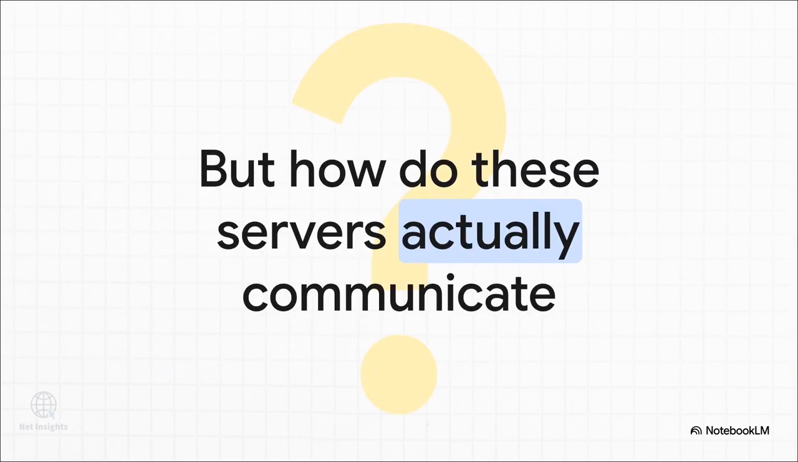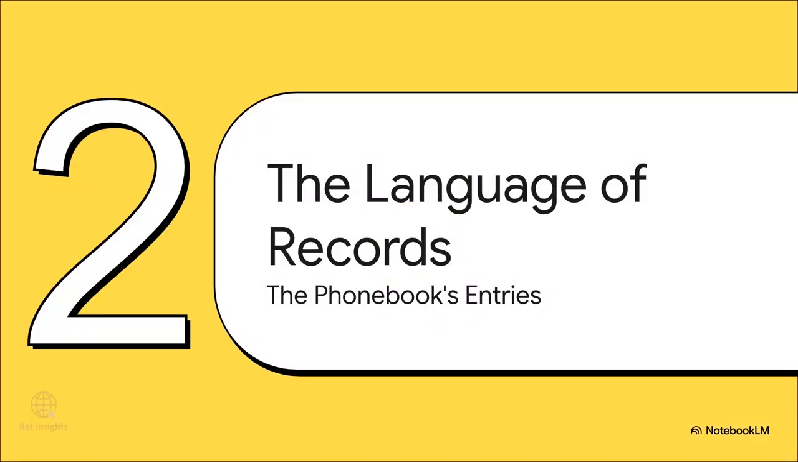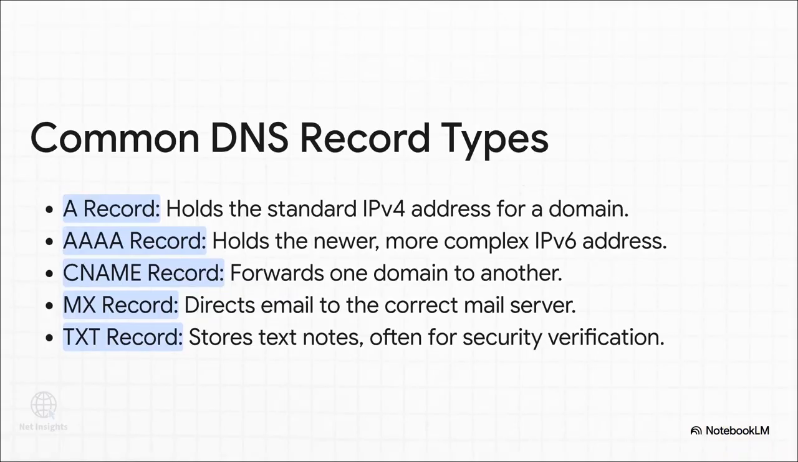Okay, so we know who's talking to whom, but what language are they actually speaking? It's not just about finding the right server, it's about asking for the right type of information. And that brings us to DNS records. These are basically the specific entries inside the phone book. They're the little lines of instruction that tell the recursive server exactly where to go and what to look for. So let's look at a few of the most common ones.